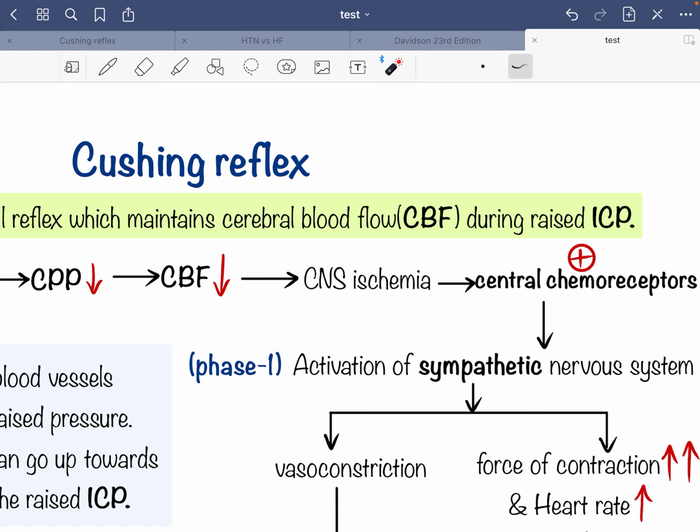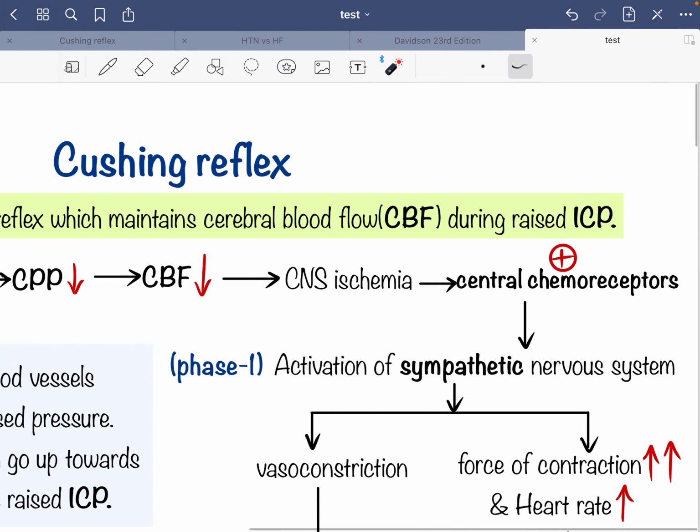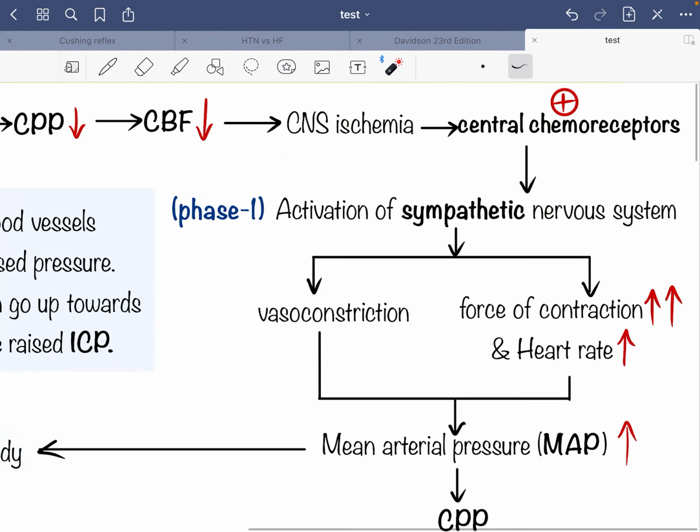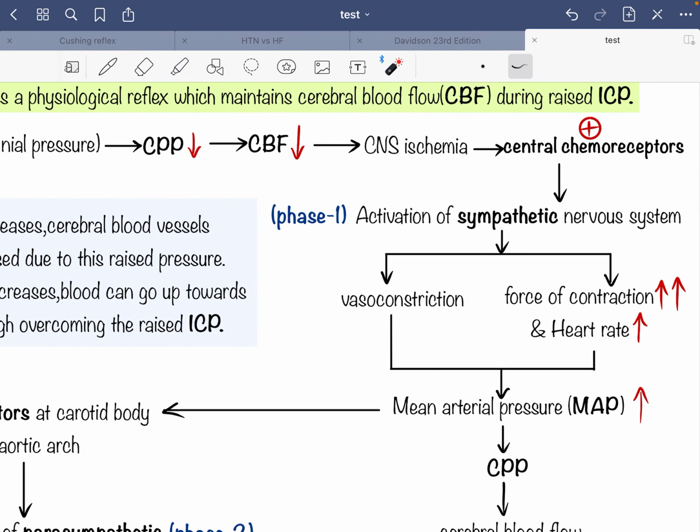The vasomotor center will assure the central chemoreceptors: don't be anxious, I will try to compensate for it. Then the vasomotor center will increase the sympathetic outflow. So what will happen if the sympathetic outflow is increased? We know that the sympathetic nervous system has effects on both the blood vessels and the heart. So the sympathetic nervous system will cause vasoconstriction by acting on alpha 1 receptors, and it will increase the force of contraction by acting on beta 1 receptors on your cardiac muscles.